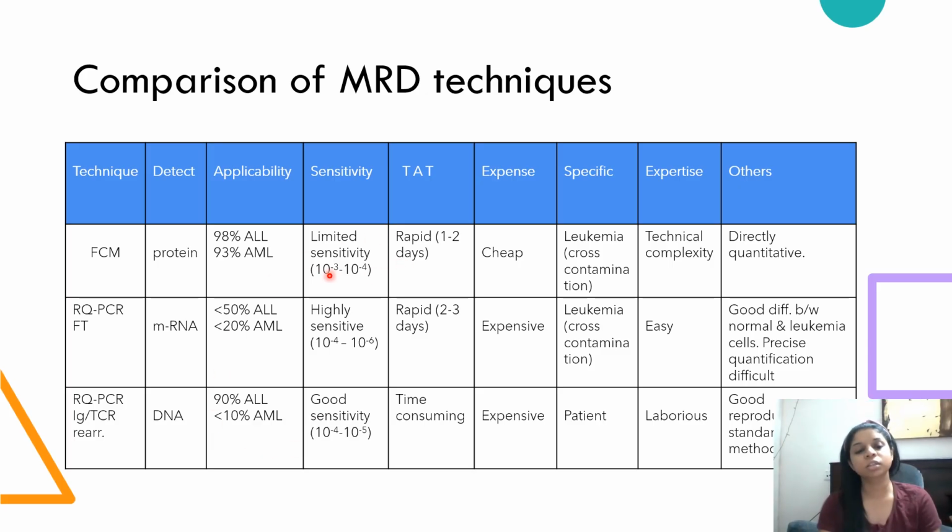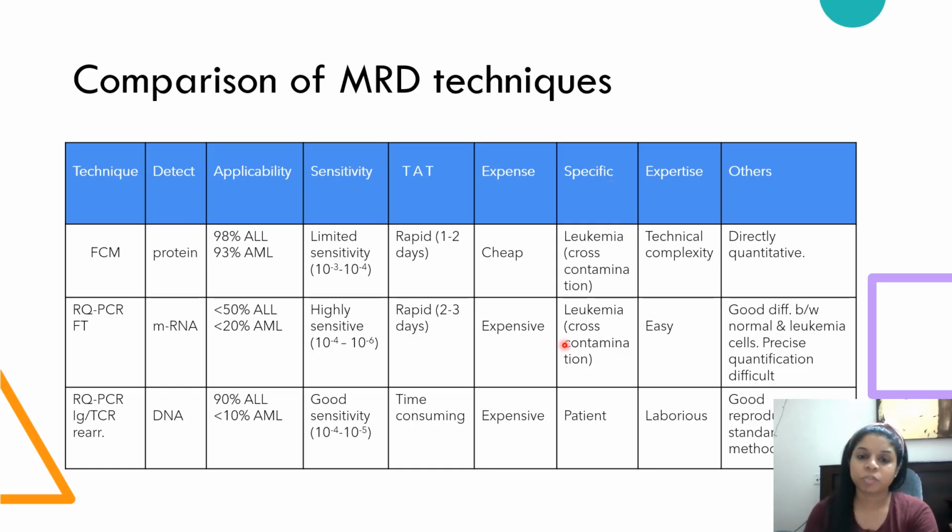Sensitivity wise, fusion transcript has very high sensitivity, immunoglobulin and T cell receptor rearrangement has good sensitivity, and comparatively flow cytometry has a little less sensitivity. And then turnaround time is rapid for the first two techniques, and it is time consuming at the start for the immunoglobulin and T cell rearrangements. For follow up, it is a little more rapid. Expense wise, flow cytometry is comparatively cheaper.